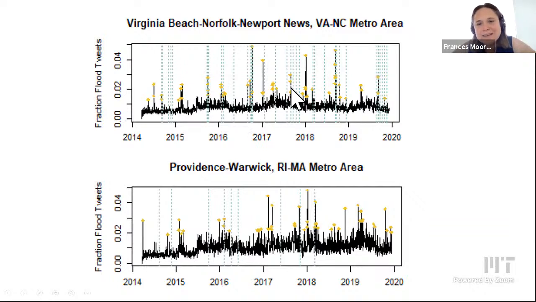And so what you're seeing here is the yellow diamonds are days that are identified as anomalies in this time series. Presumably those are days when flooding is happening in that city, although we still have to do a little bit of checking on that.